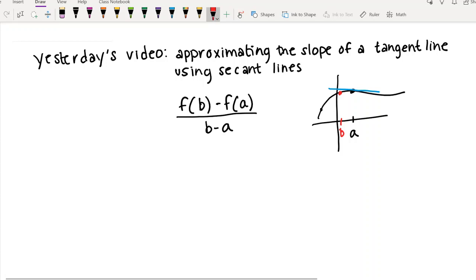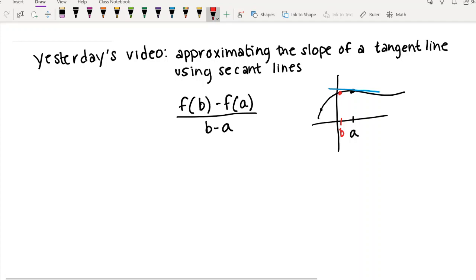So why am I bringing this up? Because the idea we were using was, instead of plugging in a number directly, we plug in numbers close to that number. And that's exactly the idea we're going to get into today, which is called a limit.